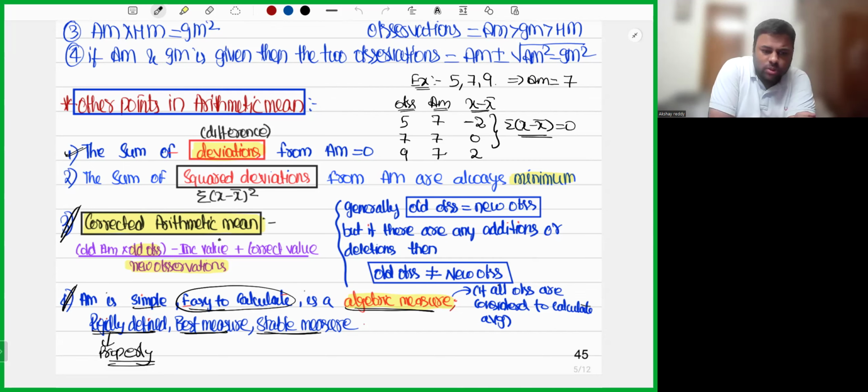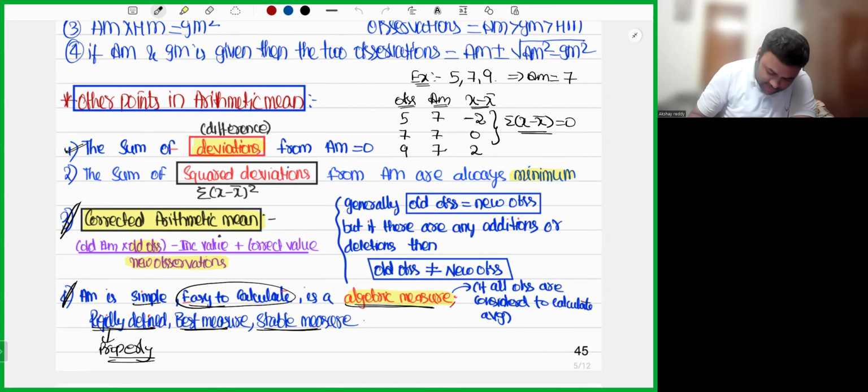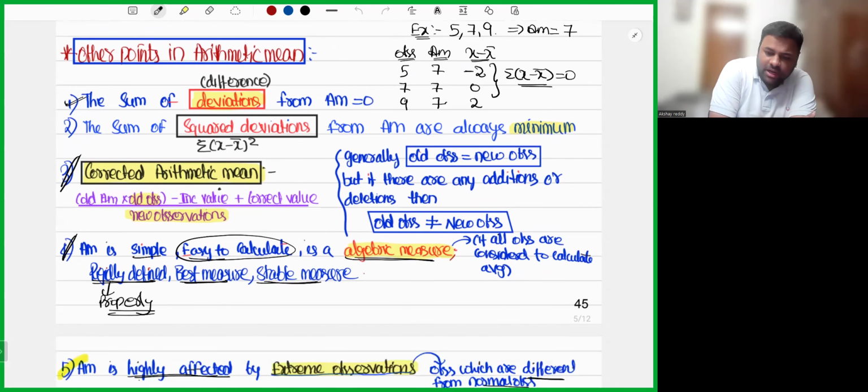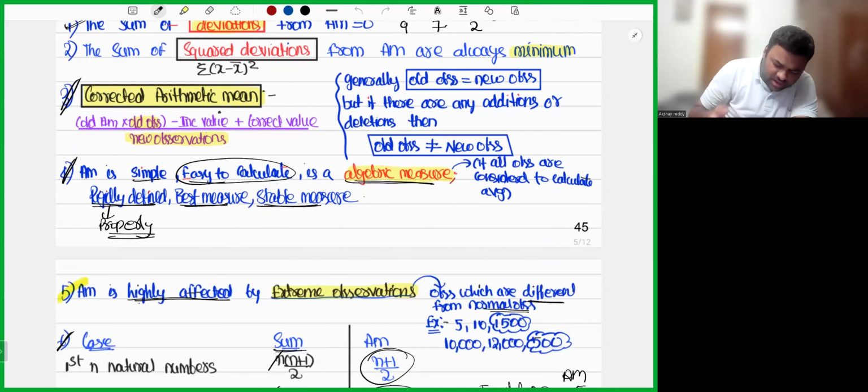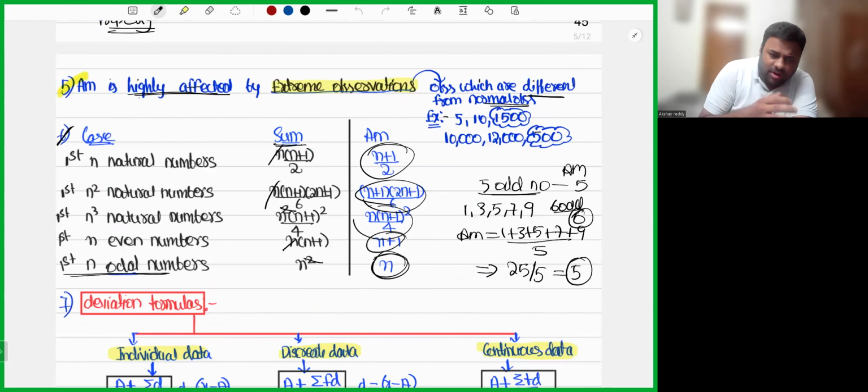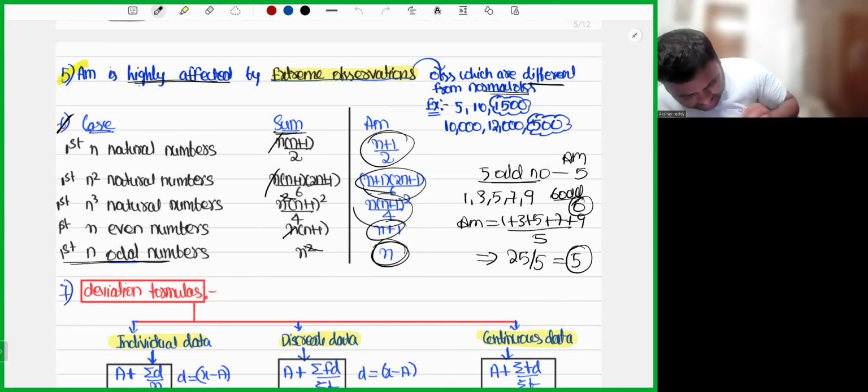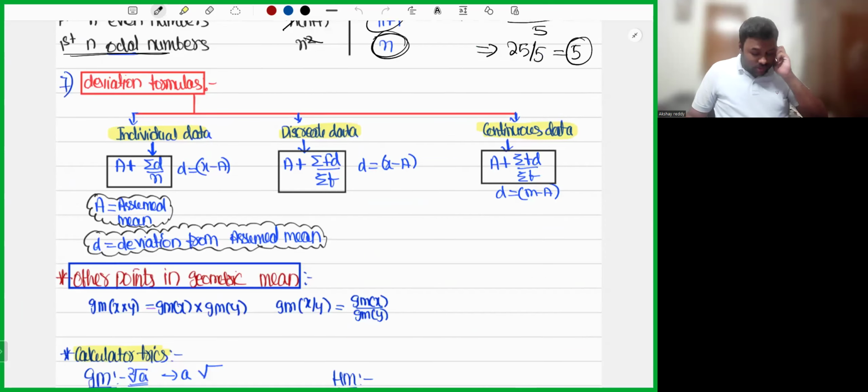Make sure that you complete those homework sums so that you will have more clarity on the data we are reading. Next, I said you arithmetic mean is simple, easy to calculate, is an algebraic measure, it is rigidly defined, a suppressed measure, and a stable measure, right? Next, I said you arithmetic mean is highly affected by extreme observations. Next, I said you few cases where arithmetic mean of first n natural numbers, n squares, n cubes, n even numbers, and n odd numbers. Now, let us see an example of these deviation formulas. Then let's go to geometric mean and harmonic mean. Okay.